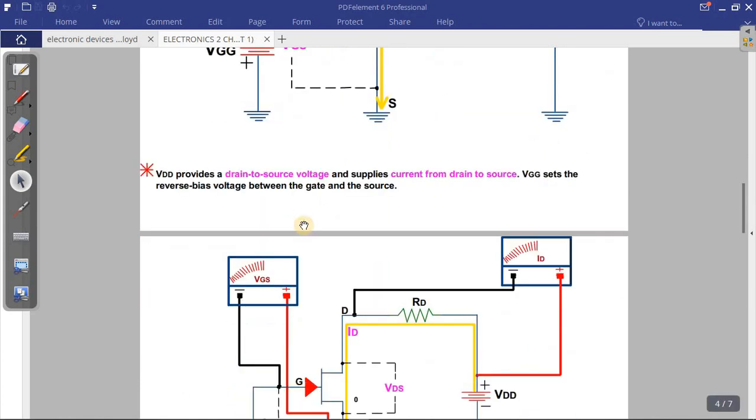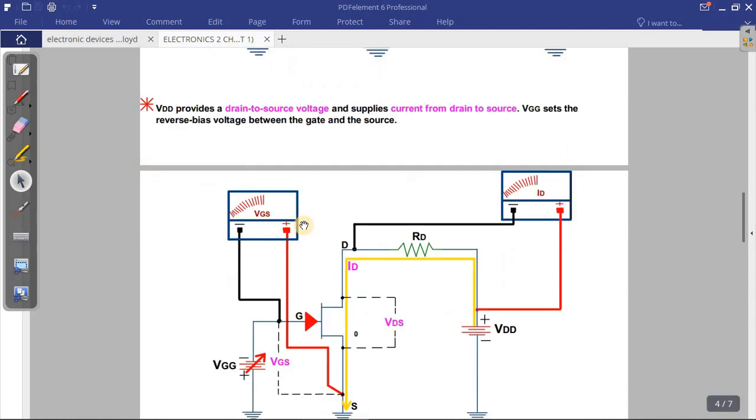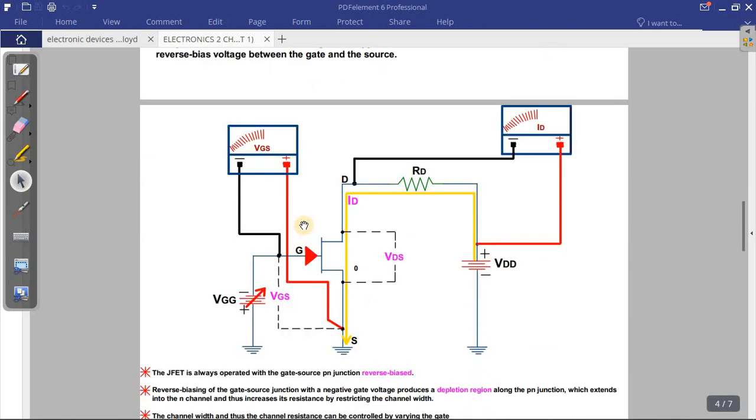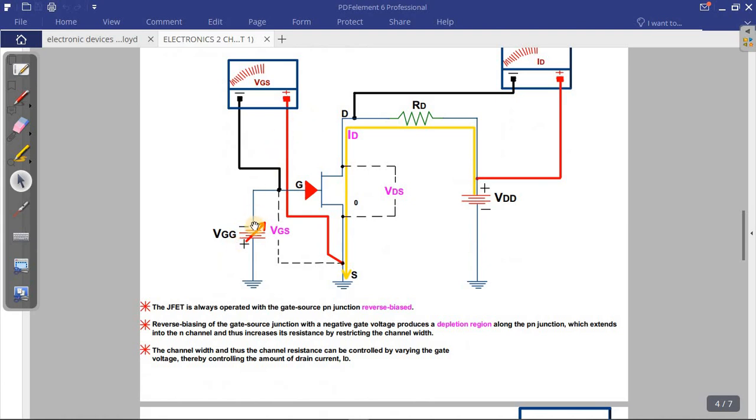And now move again, we are still here on the basic structure, the basic operation of the JFET. So let's read the sentence. They say the JFET is always operated with the gate-source PN junction reverse biased. We still remember about this.